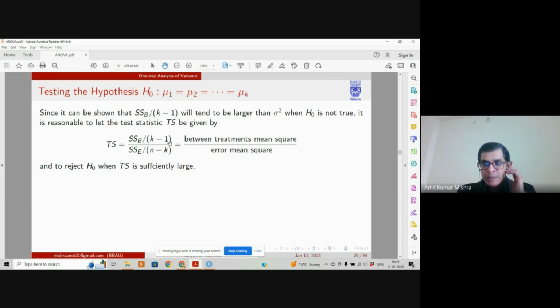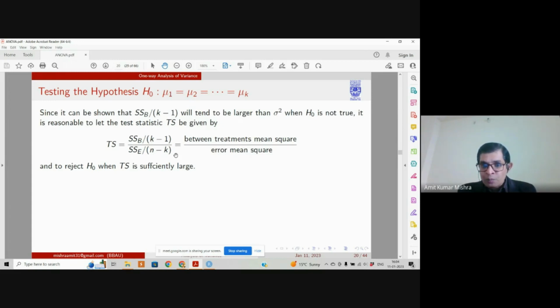And mathematically, it has been proved that SSB upon K minus 1 will tend to be larger than sigma square when H0 is not true. That means it will overestimate the sigma square. And the SSE upon N minus K will always work as a good estimator of sigma square, whether H naught is true or not.